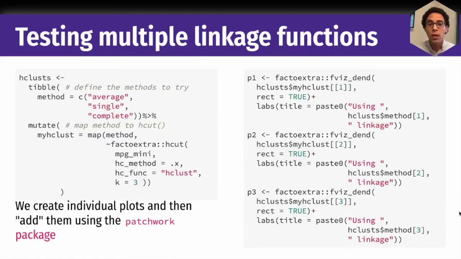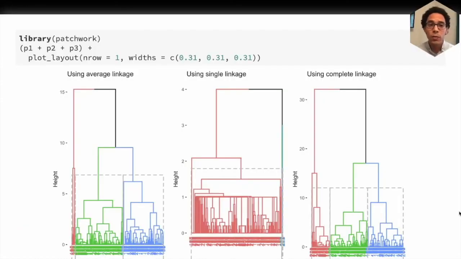Evidently, you can also use the map function to test multiple things at a time. In this case, not the number of groups that you want to create, but the type of method, meaning the linkage function that you want to test. In this example, we're testing the average, single, and complete linkage functions for hierarchical clustering and repeating the process of creating 3 different figures and then putting them together using the patchwork package. This way, you can quickly compare the results of hierarchical clustering when using different linkage functions.